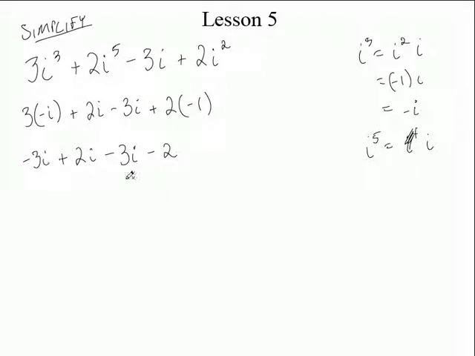Now we have to simplify this thing, right? So let's add up the like terms. Look, this has i, this has i, this has i. So add them up. Negative 3i plus 2i is negative 1i. Negative 1 minus 3 is negative 4i. And then minus 2. Now that may look like, okay, that's fine, that's your answer.